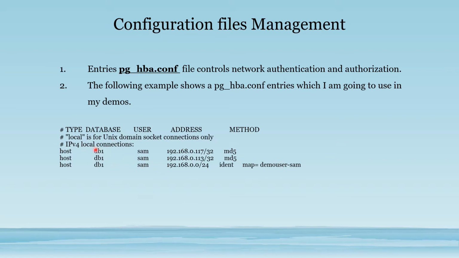Here DB1 stands for the database name and the user Sam is the PostgreSQL DB user. The address which I am showing here is related to my backup server, and the address which I am showing here is related to my application server, and MD5 is the password authentication method. The last entry I am going to use in my demo 2. Here the method I am using is ident.